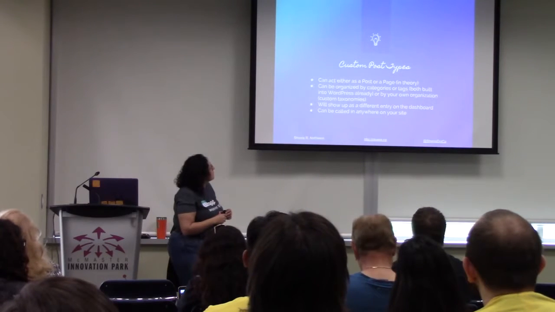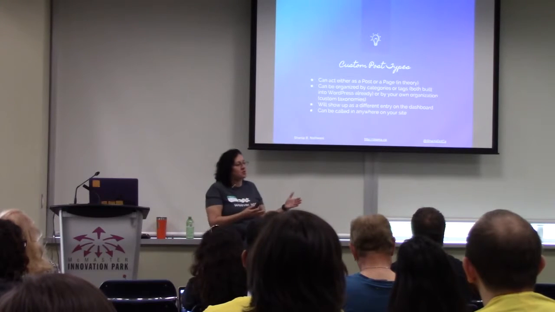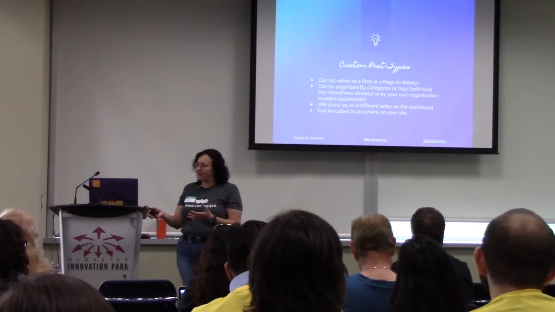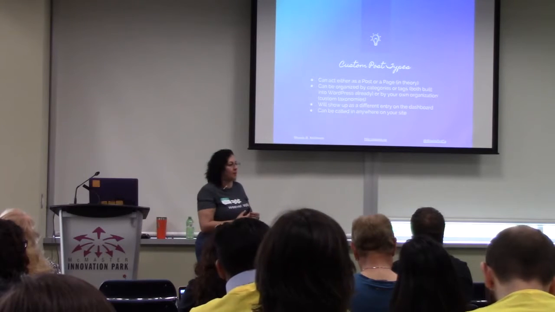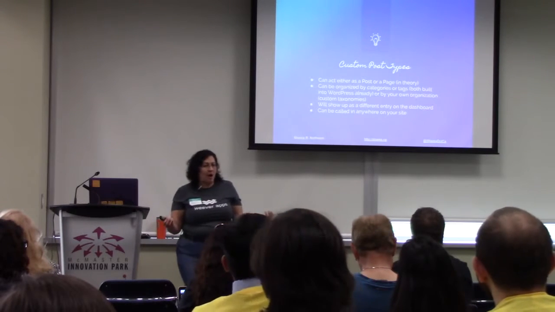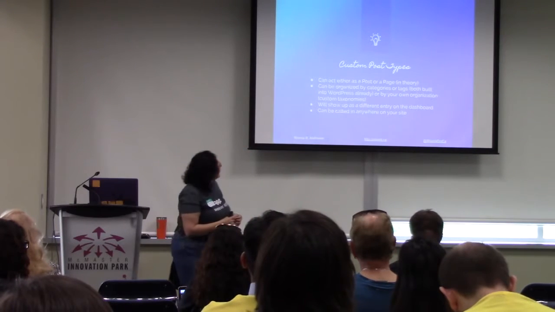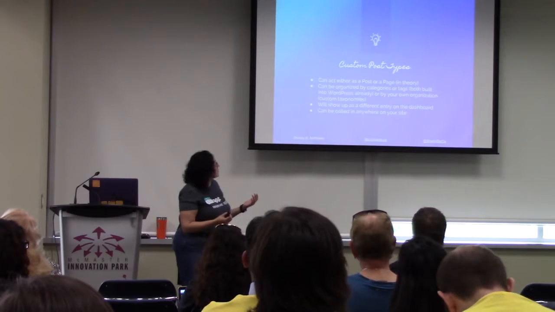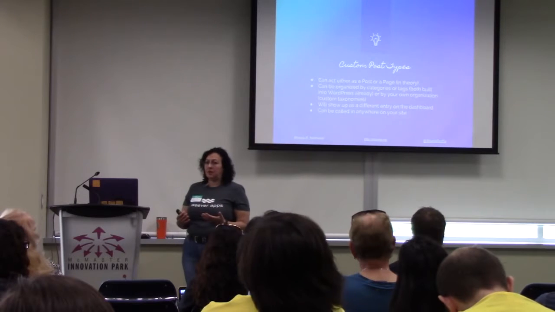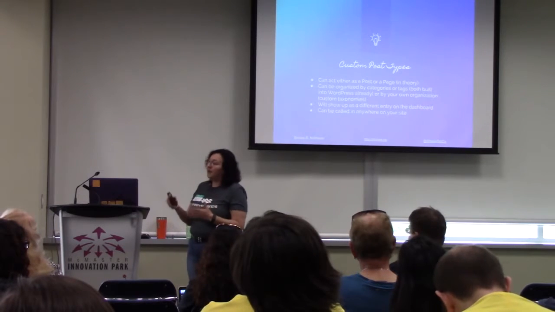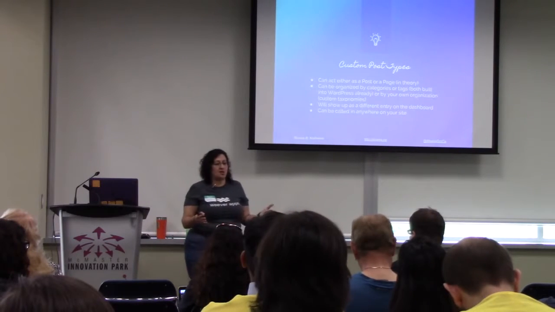So custom post types. They can act either as a post-like or a page-like. They can act as a standalone piece of information, or they can act more like a post. You could call it a hybrid, or you could call it something else, right? They can either be organized by categories or tags, if you want. Those are what are built into WordPress already. However, you can also create your own level of organization, which are custom taxonomies, which we'll talk about a little bit later on, okay?